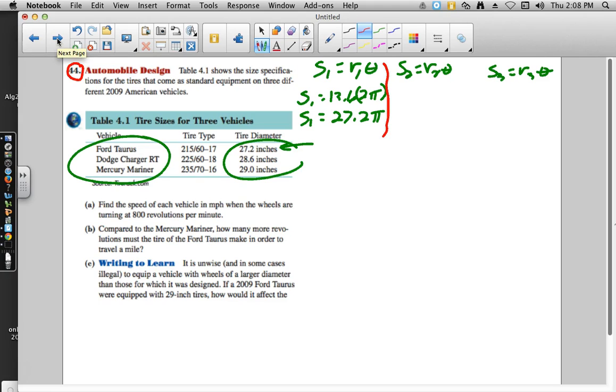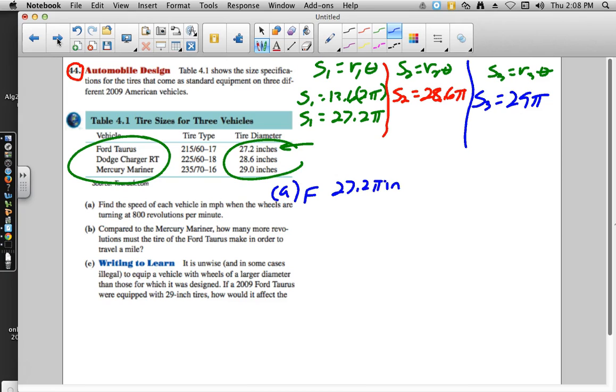The Charger, 28.6, so that would be 14.3 in our formula, but again, we know we're going to double it anyway, so I would just jump ahead and say that one's going to be 28.6 pi. And the Mercury, 29 pi. Now, that is the inches they travel in 1 revolution. So now, let's actually get to the problem and say, okay, we've got a Ford. The Ford is 27.2 pi inches per 1 revolution.